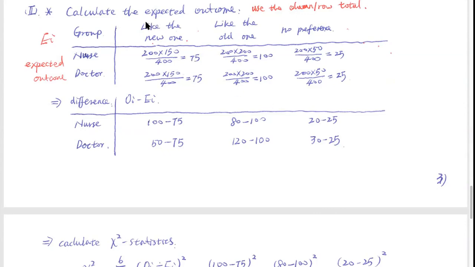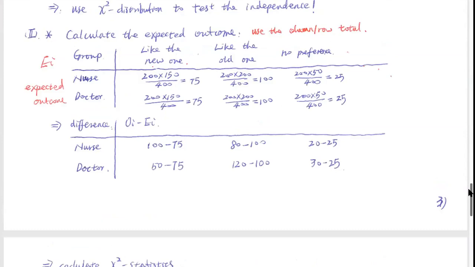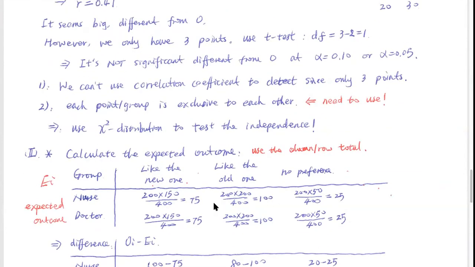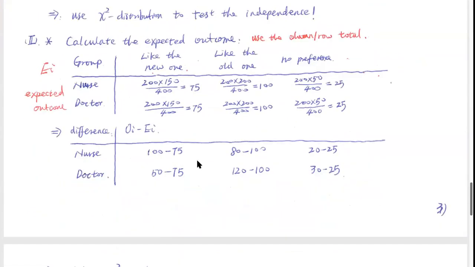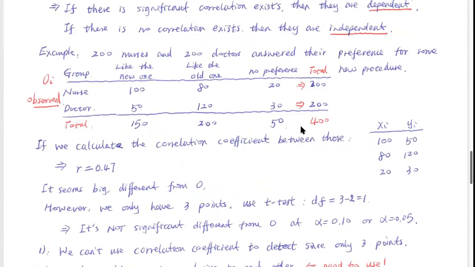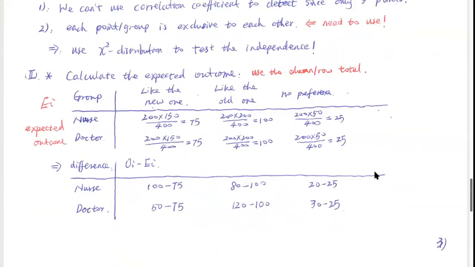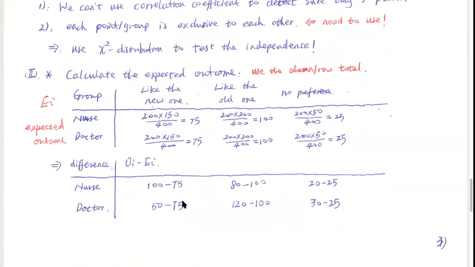For each of these expected numbers, we have E1 here is 75, E2 is 100, E3 is 25, then E4, E5, E6. Now we have the corresponding observed number. Where is that? At this number here, 100, minus the expected, so 100 minus 75. So Oi minus Ei, remember the formula, and then square.